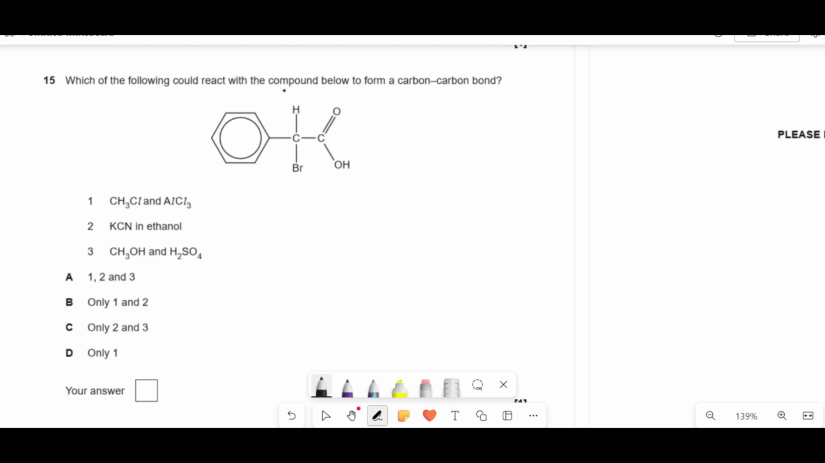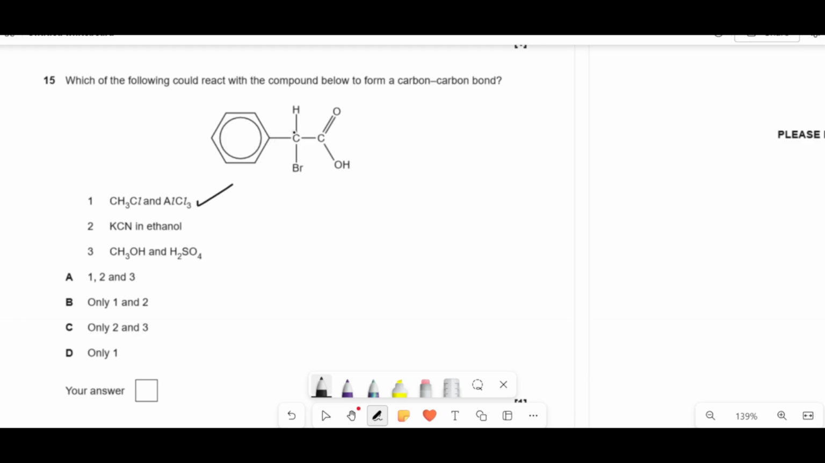Next, it says which of the following could react with the compound below to form a carbon-carbon bond. So our options are, we've got a benzene here, so the one thing we could do is use a halogen carrier catalyst and an acyl chloride, right? Or we could use a haloalkane with a halogen carrier catalyst as well to stick the carbon on here. So that's true. That can be done.